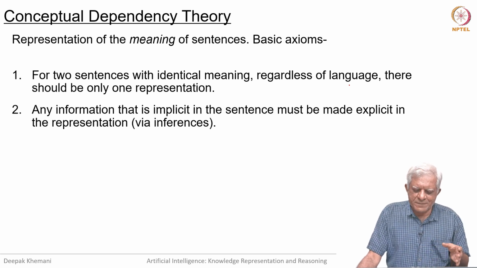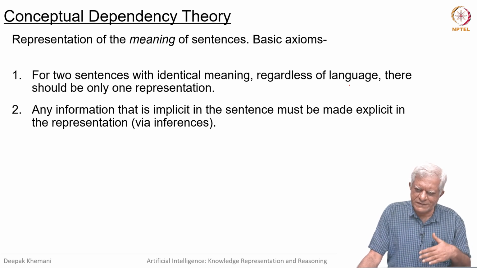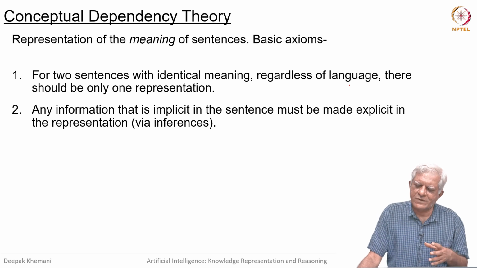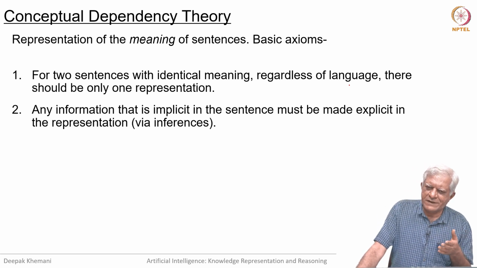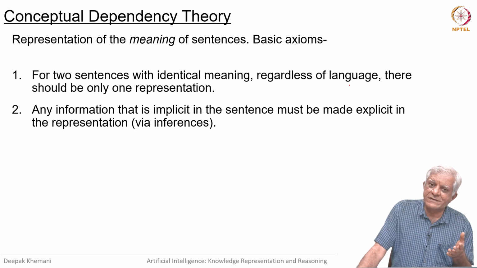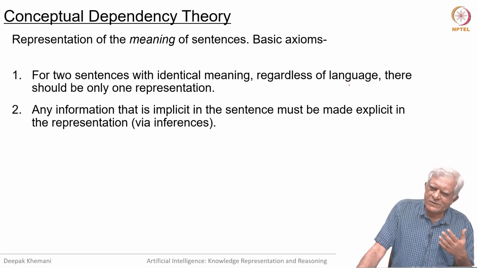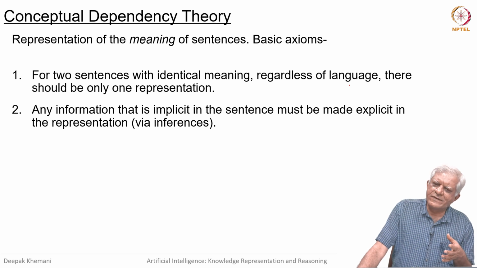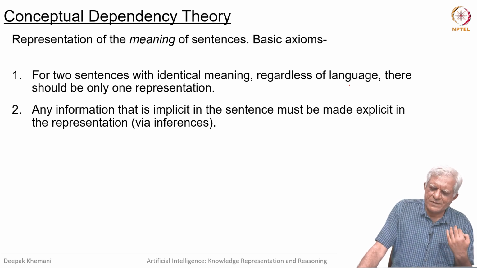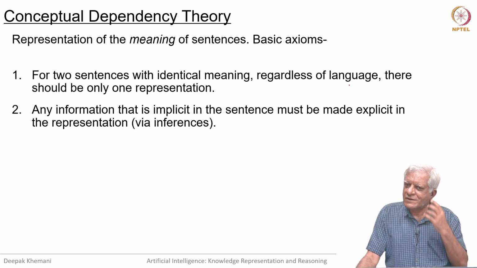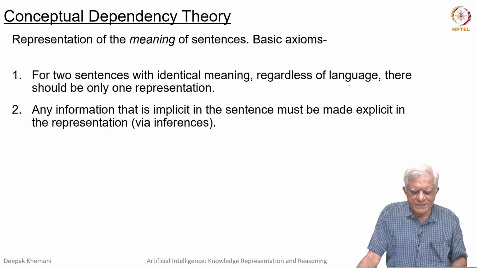Any information that is implicit in the sentence must be made explicit in the representation via inferences. So, we will see as we go along what kind of information we are talking about. But one thing that we have mentioned in passing is terms like yesterday. Yesterday does not make sense in a representation, you have to put in a date. But also, as you will see when you look at scripts later, if you are talking about somebody going into a restaurant, then you already know many things about what would happen. So, some of that information would be made explicit.